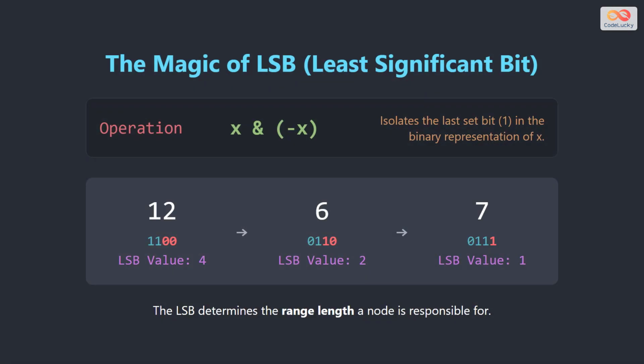The secret sauce of the Fenwick tree is the least significant bit, or LSB. By using the bitwise operation x and negative x, we can isolate the last one bit in a number. This LSB value determines the range of responsibility for each node in our tree.